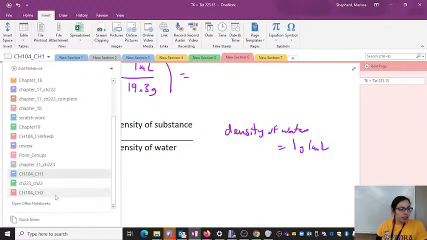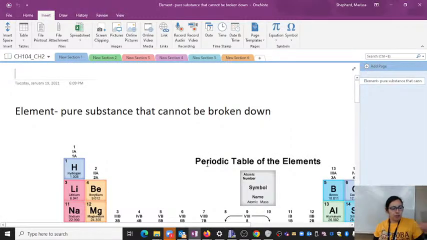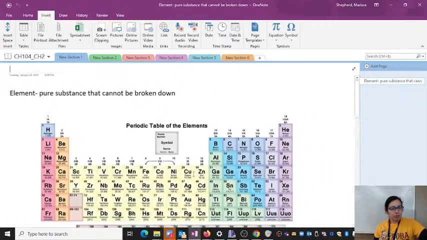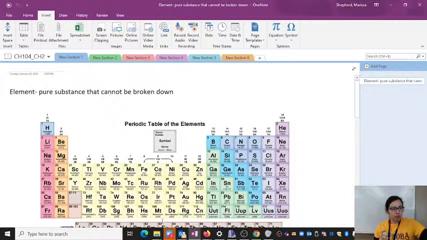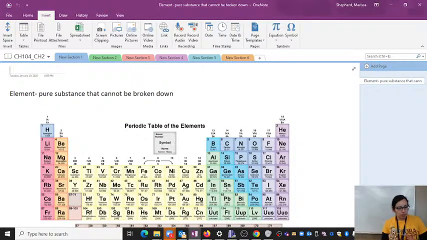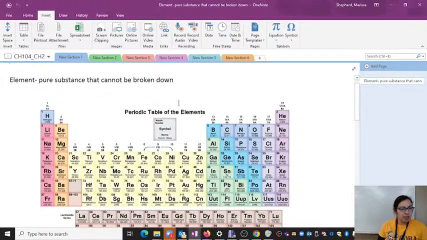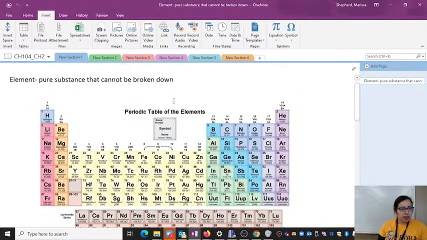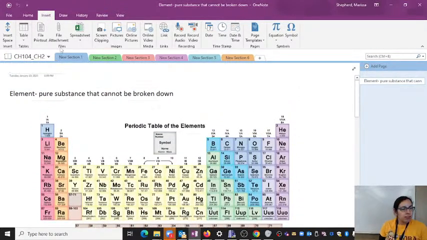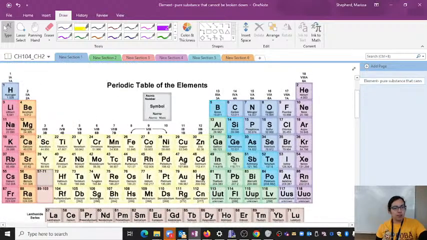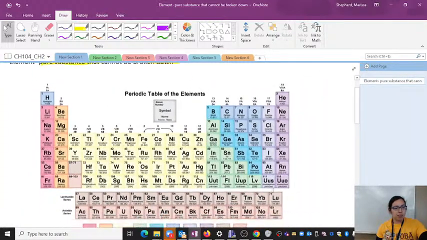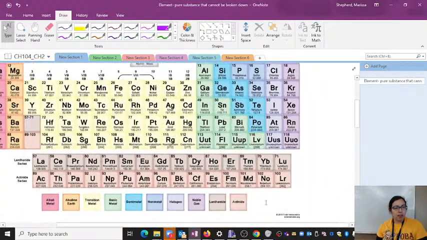So let's look at chapter 2 now. In chapter 2, we're looking at elements and our periodic table tour. We said an element is just a pure substance that cannot be broken down. And so we have our periodic table of elements. Of course, these are all our current known elements.